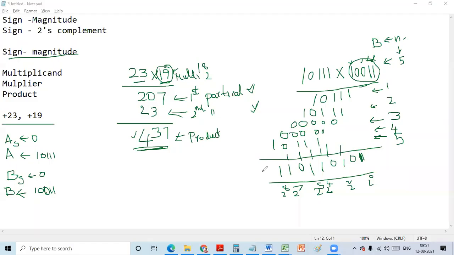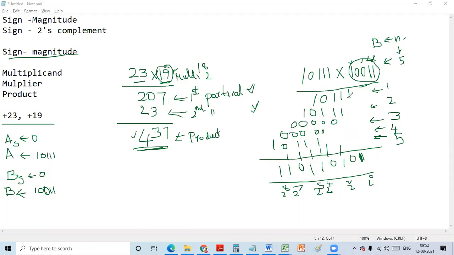Okay, right. And whichever register holds the multiplier, the corresponding least significant bit, every time you have to inspect it so that the multiplicand is copied down, or all zeros are copied down. Okay, right?